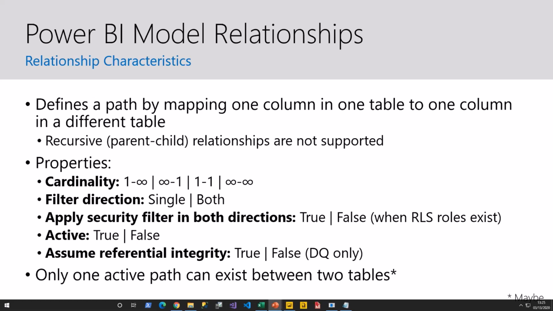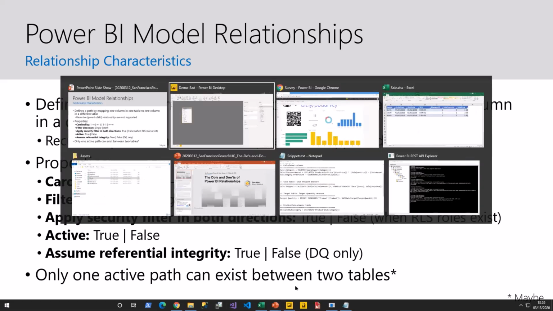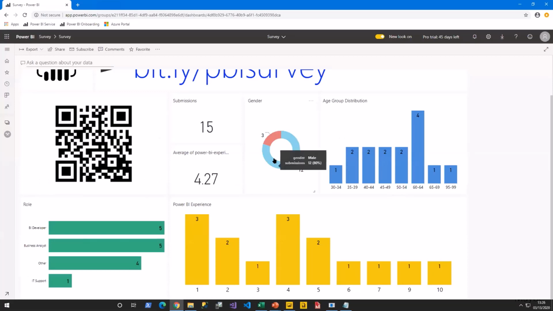Now, the properties of relationships, the main one is the cardinality. Is it one to many? Is it many to one? Is it one to one? Or is it many to many? Now, I think I asked you a question about this, so let's take a look.